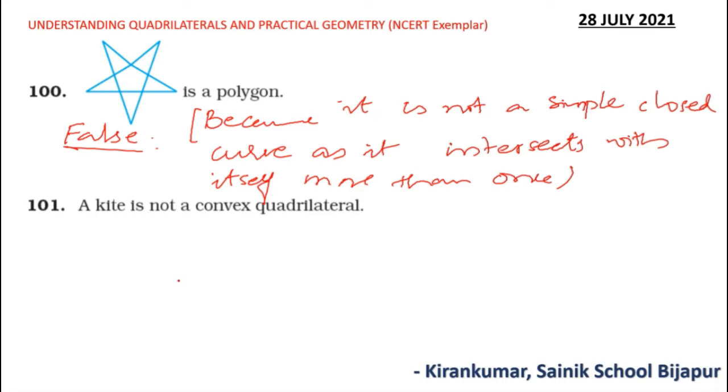Question 101. A kite is not a convex quadrilateral. This particular statement is a false statement because when you observe the kite, the two of the diagonals, they will be inside completely. Therefore, it is a convex quadrilateral.